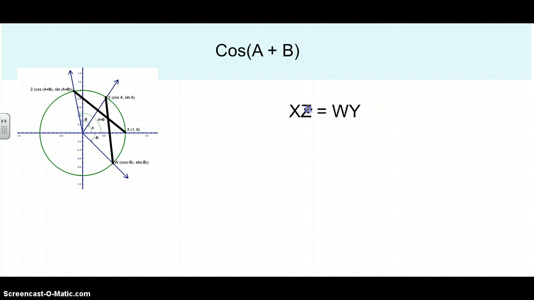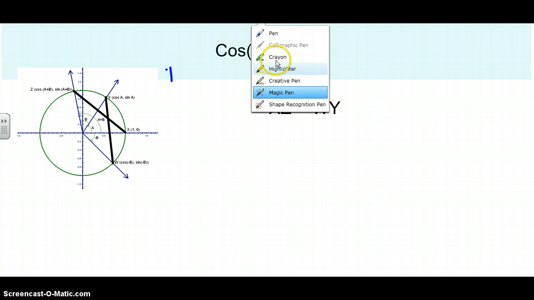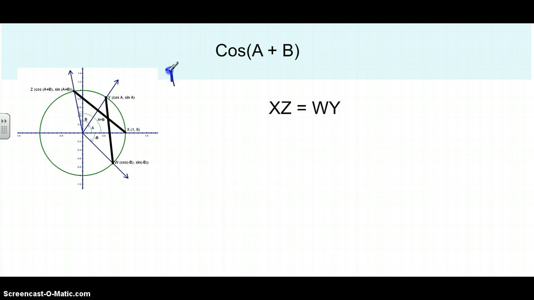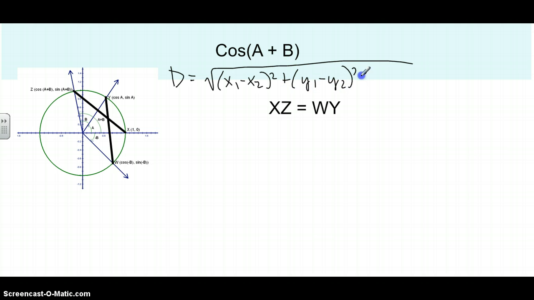And I'm going to use the fact that those segments are congruent to find the formula for cosine of a plus b. In order to do that, I need to know the distance formula. The distance formula is equal to the square root of x1 minus x2 quantity squared plus y1 minus y2 quantity squared.